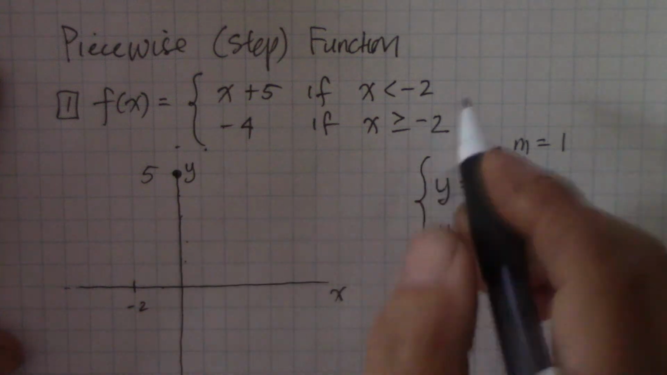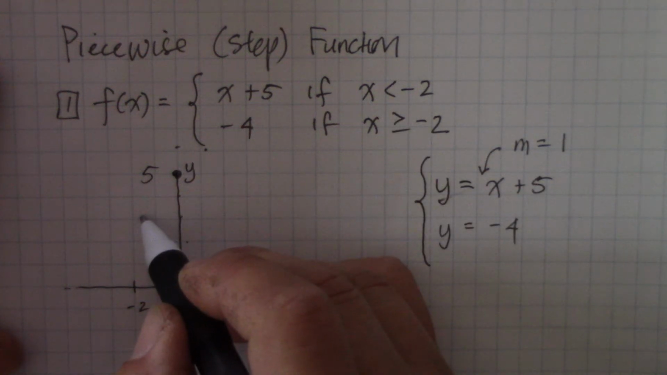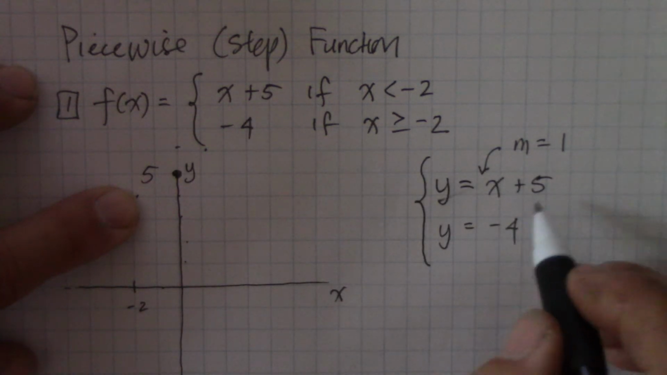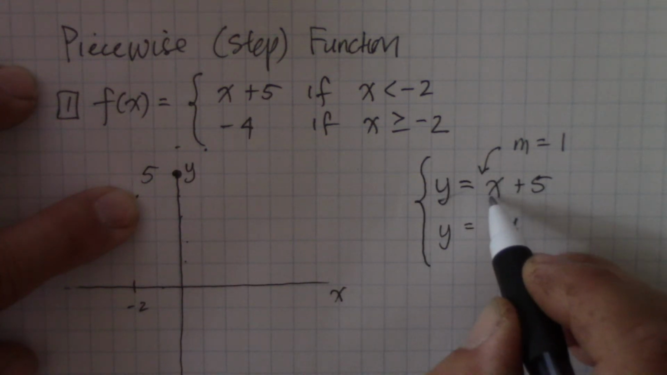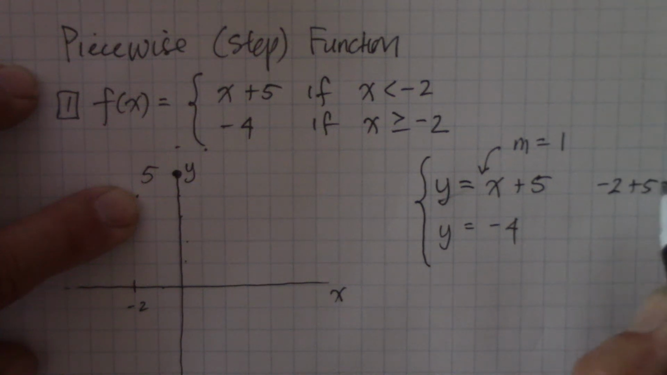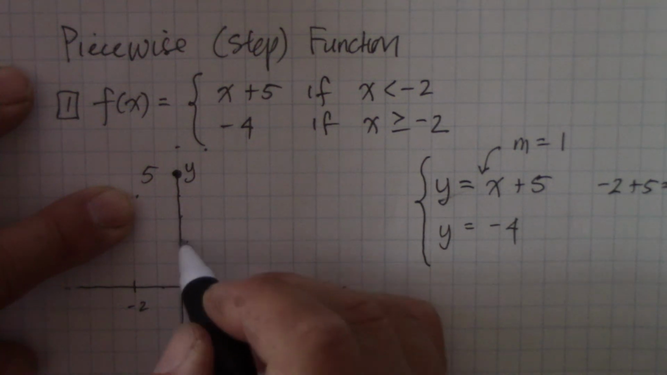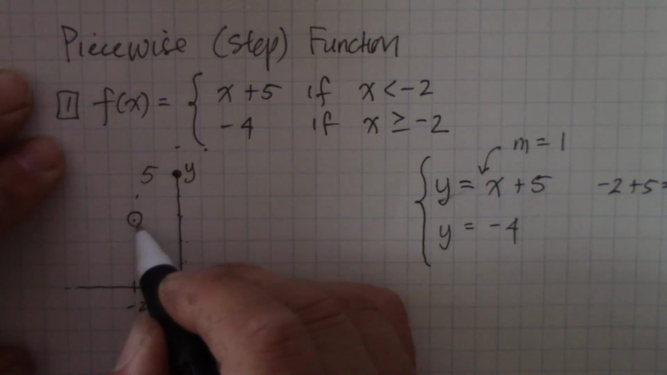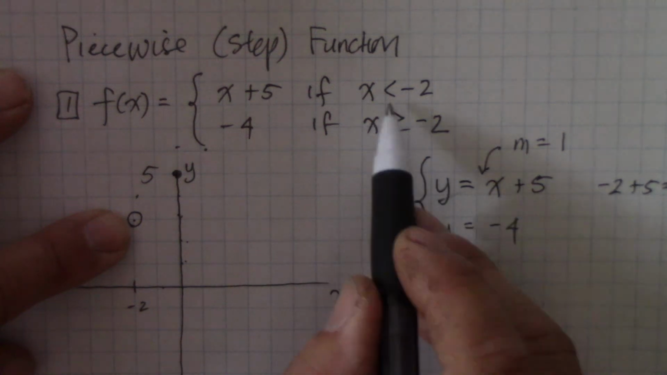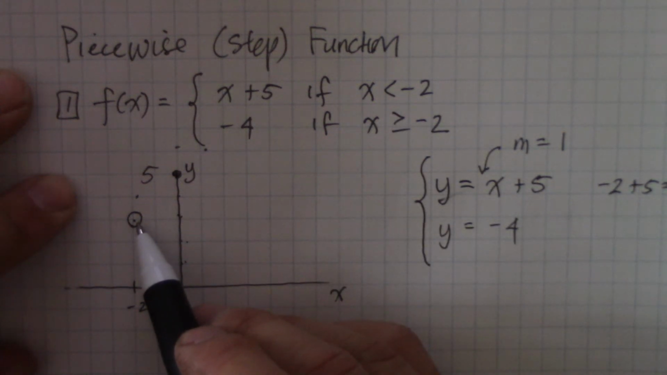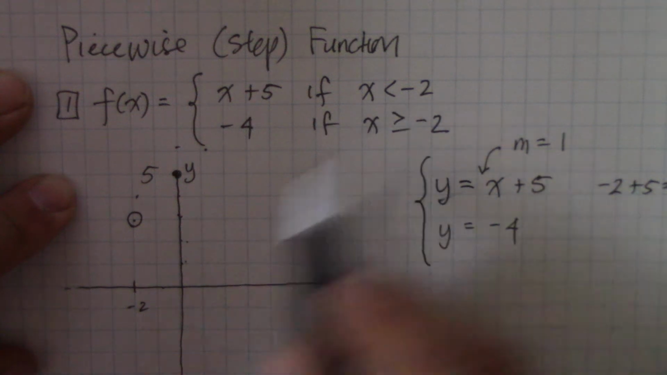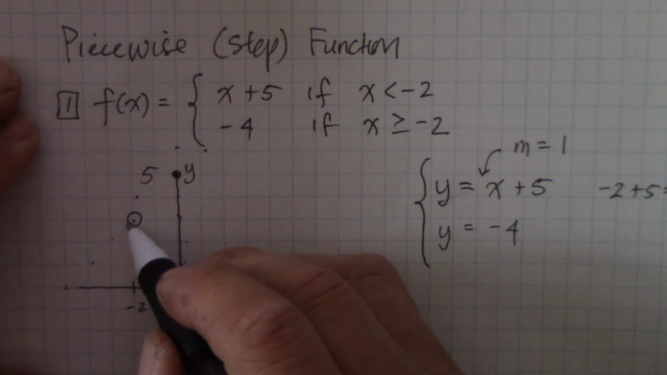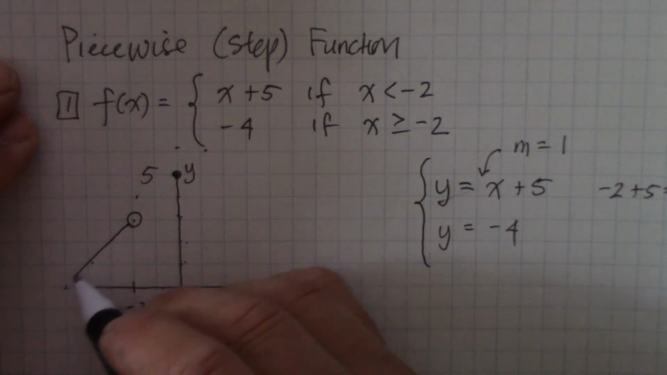So here's -2. If x is -2, what's y? Well, if x is -2, y is 3. So 1, 2, 3. We are over here. But since it is not equal to, we're going to make it an open circle. And what's less than -2? -3, -4, -5. So we are going to only look at the numbers that go like this.